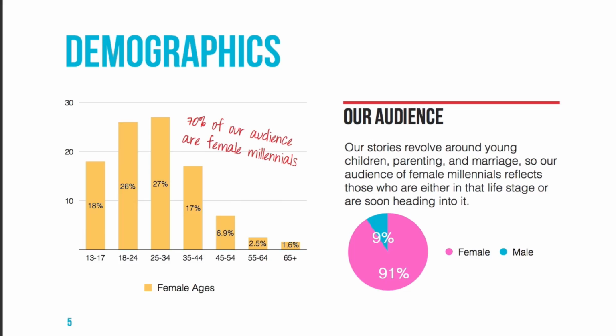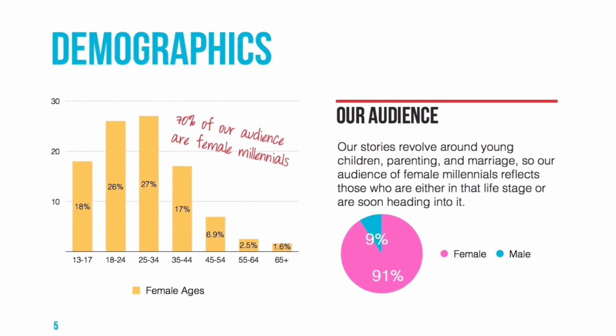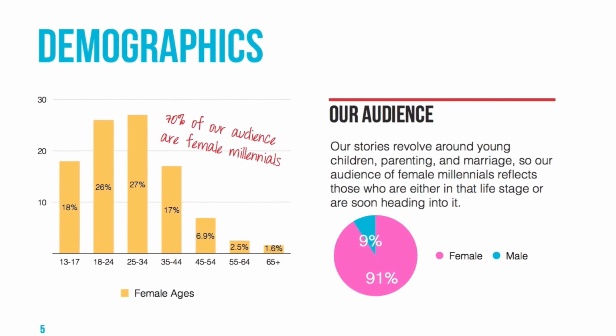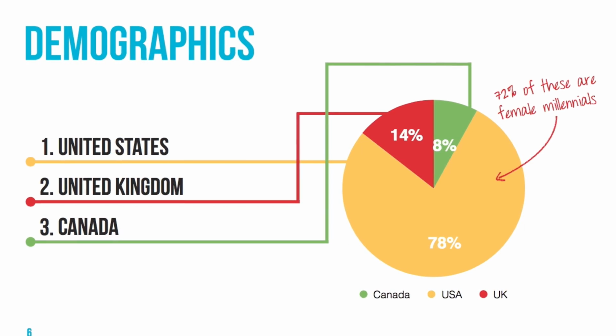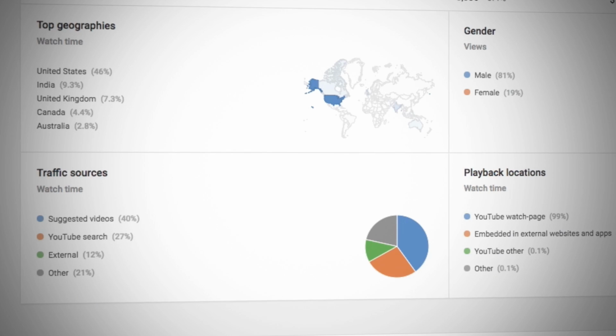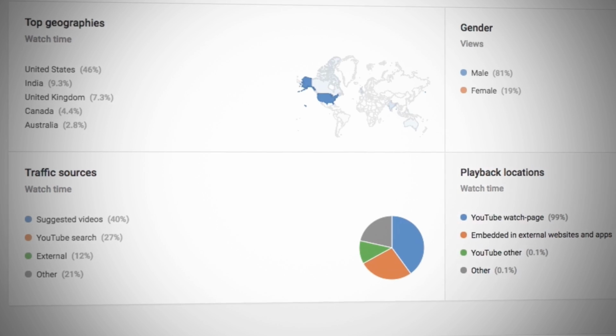The next thing I recommend you include in this media deck is demographic information about your actual audience, the people you're actually reaching. Fortunately, all of this information is very easily accessible in your YouTube analytics, so just dig in there, get that info, and put it in your media deck.